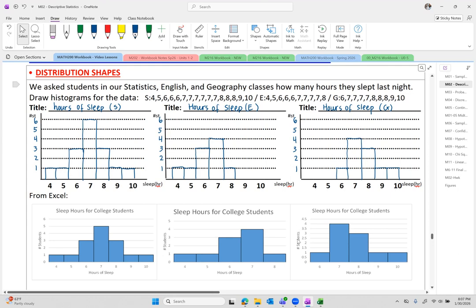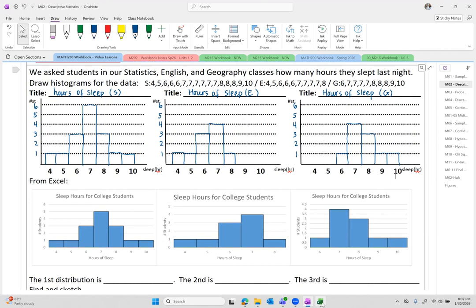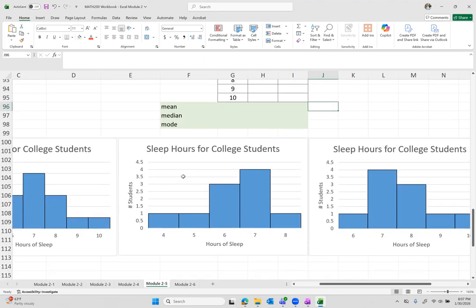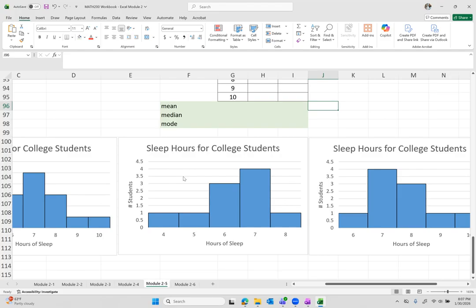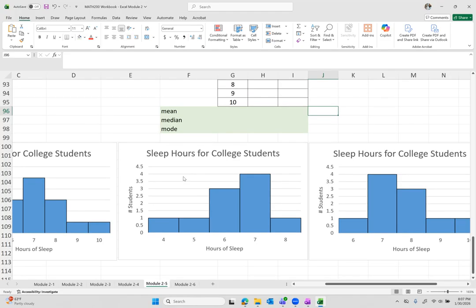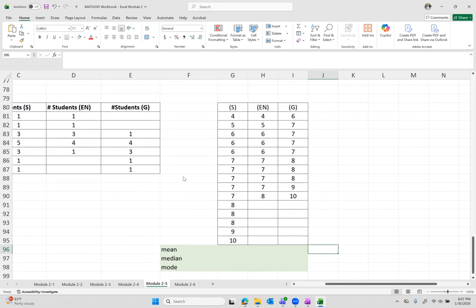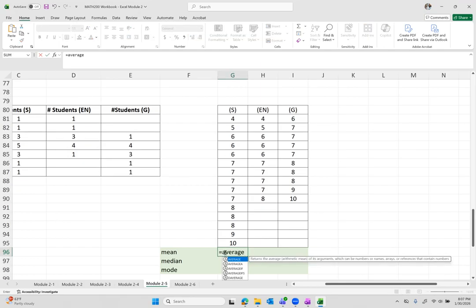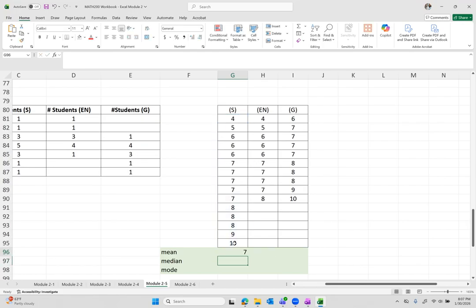I created those frequency distributions in Excel. I put my data here, and then I created the histograms in Excel. And we have seen how to create histograms in previous videos. Now what I want to do is calculate the measures of center for these distributions, the mean, which equals the average of the data values in statistics. And I'm going to copy this formula over to the next column and to the next column, and Excel will transfer everything to the right.